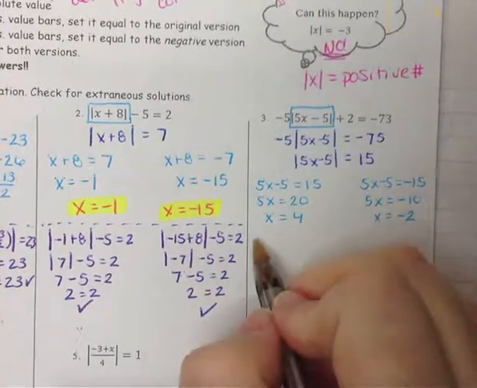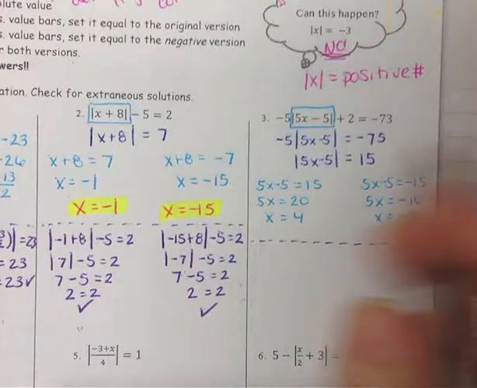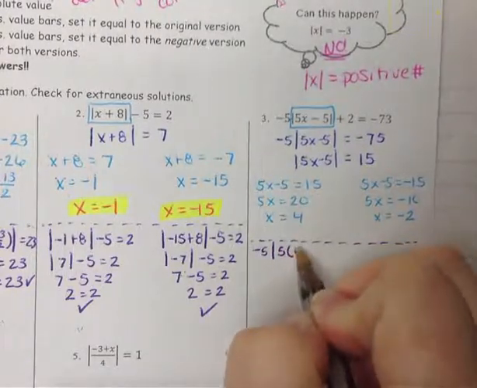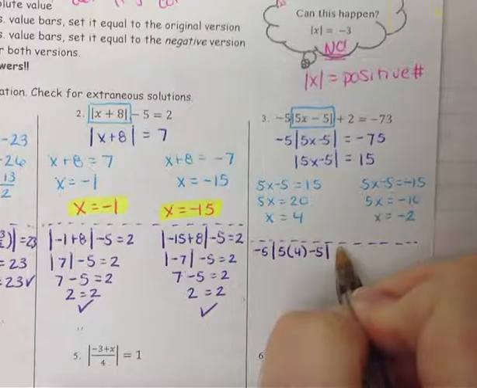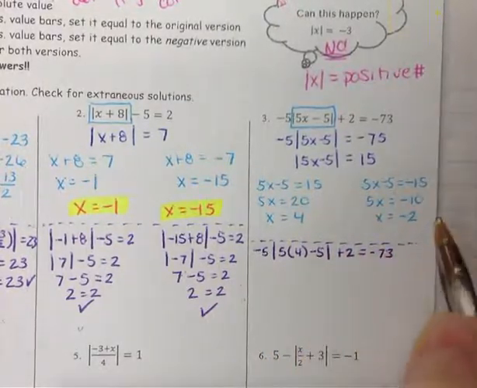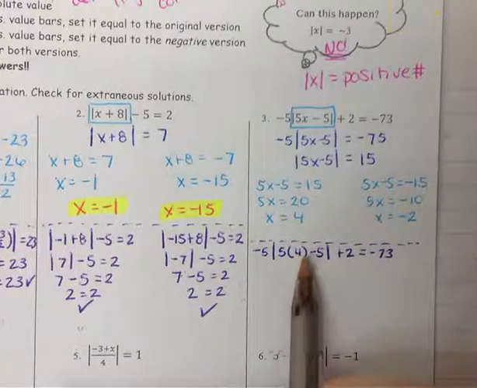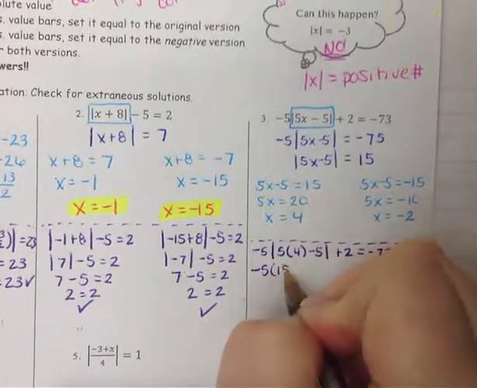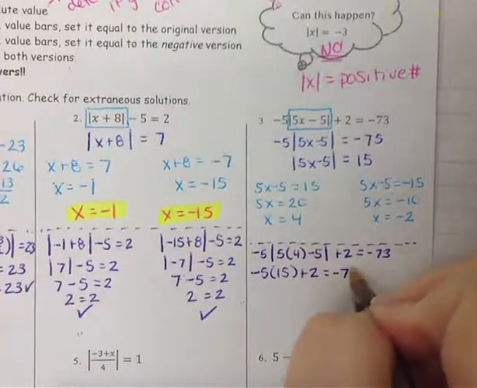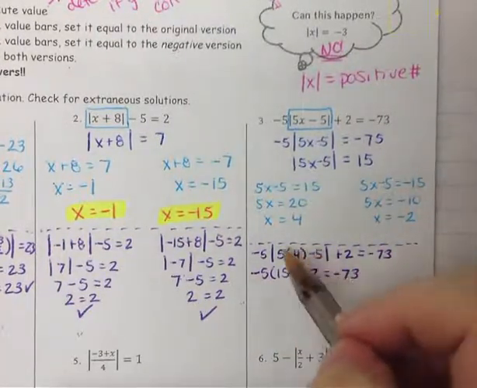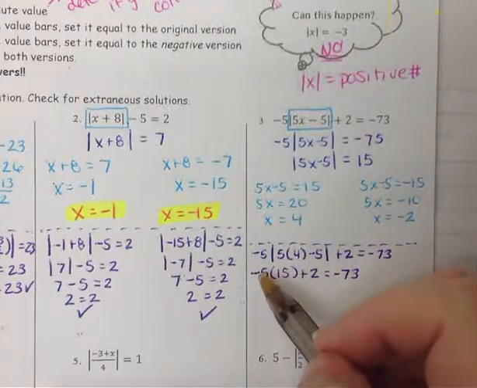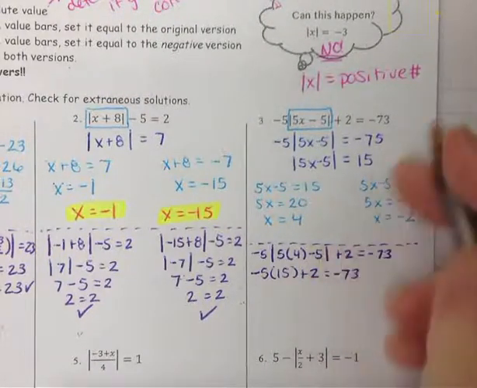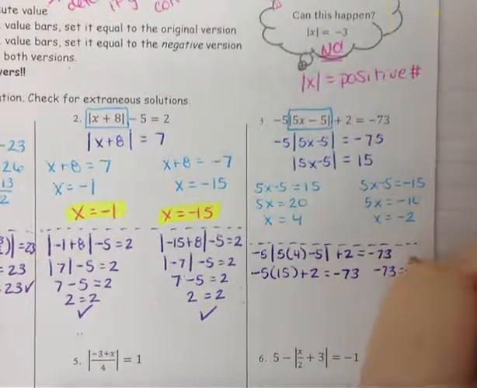So we have to check. So we have to put into the original. We have negative 5, absolute value of 5 times 4 minus 5, absolute value, plus 2 is equal to a negative 73. So 5 times 4 is 20, minus 5 is 15. The absolute value of 15 is 15. So this is really negative 5 times 15 plus 2. Because the absolute value of this does give us the 15, we can just multiply negative 5 times 15 will give us that negative 75 plus 2 gives us negative 73 is equal to negative 73. So that one does work.